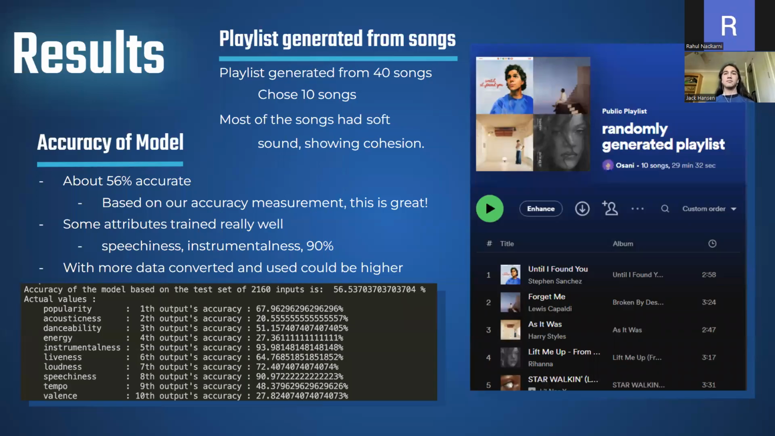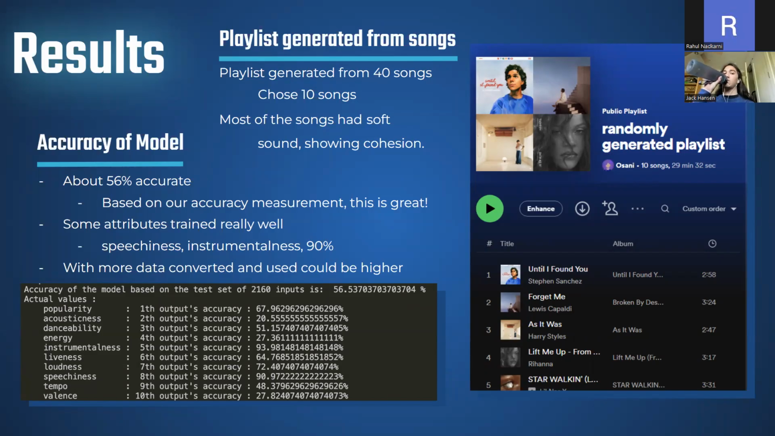Moving on to results of our project. So our model came out with a 56% accuracy rating, which based on what we have as our accuracy function is actually pretty good. So we have some categories obviously came out much better, such as speechiness and instrumentalness, with over a 90% accuracy rating. However, despite the percentages being lower, they're not that far off because our accuracy function measures the distance between 0 to 10 of how far it is off. And what a 50% accuracy rating means is that over half the values are close enough to being accurate, even though the numbers aren't that representative.